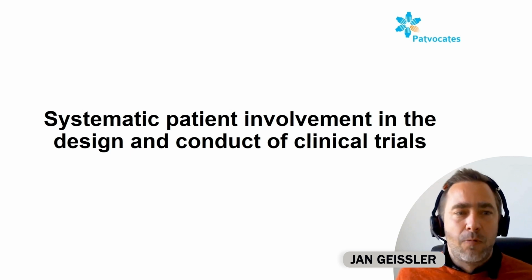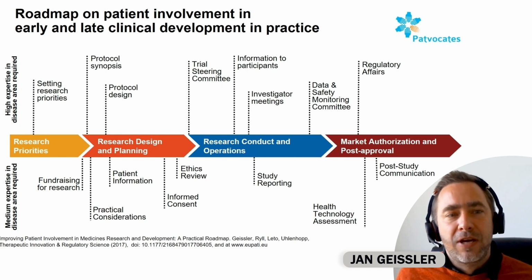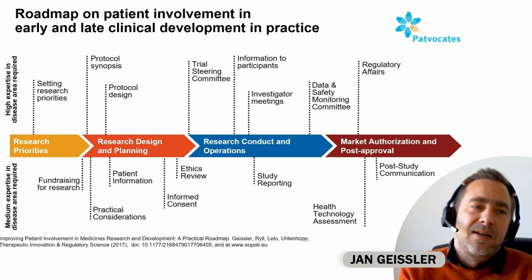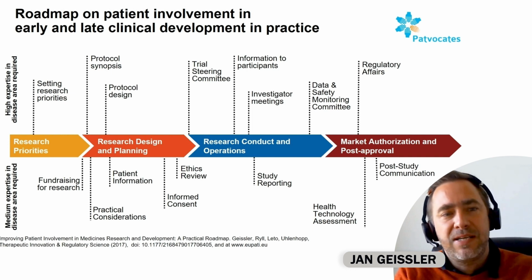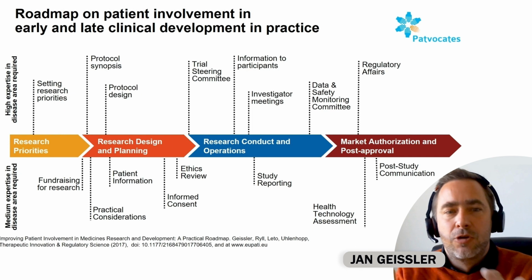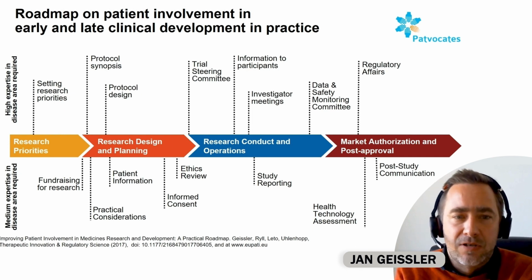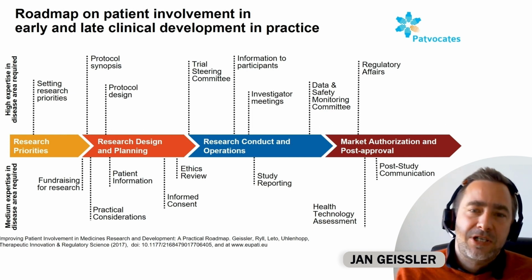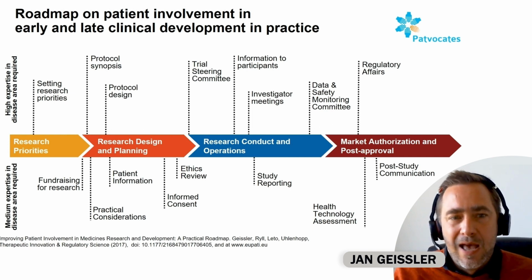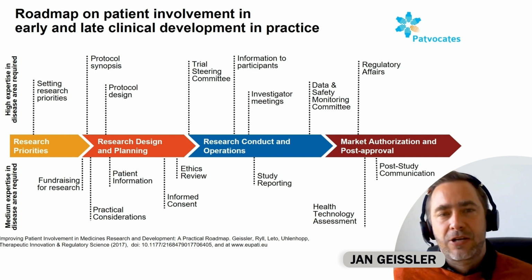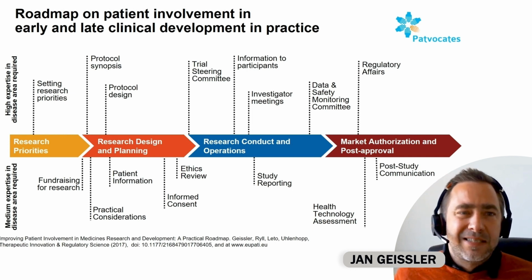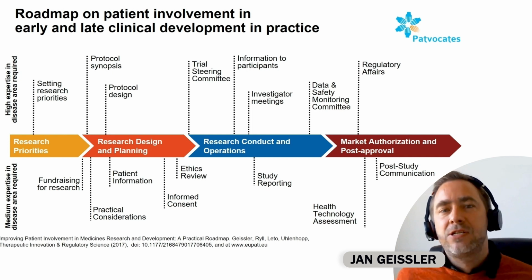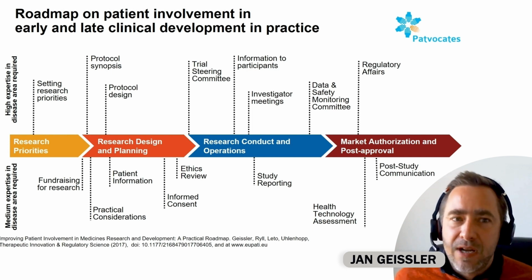And some years ago, we've actually published this kind of roadmap. And you can actually see the clinical trial cycle here from setting the research priorities over research design and planning towards the implementation, the running and conduct of studies. And then if it's a phase 3 study, then going into market authorization and post-approval processes. And all these black blurbs that you actually see, the black text here, are things that, for example, the HIV community has been doing for 20 years. So this is not a new invention on patient engagement in R&D.